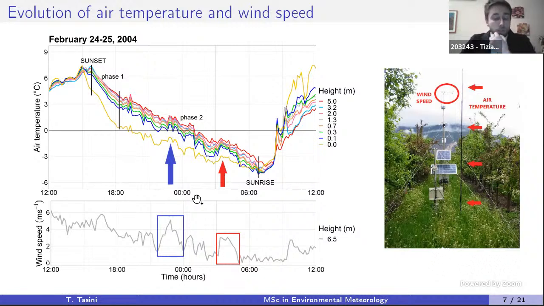So, in the two boxes, the blue one during the evening and the red one during the night, in the presence of wind, the air temperature fluctuations can be seen, the blue arrow and the red arrow. So an increase in wind intensity corresponds to an increase in temperature and vice versa.